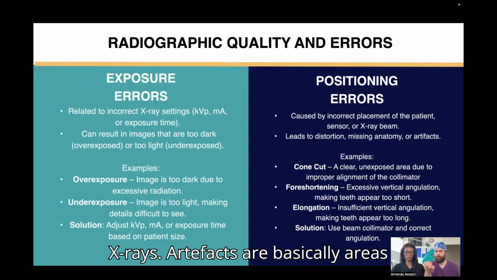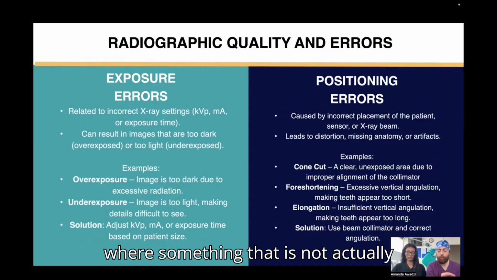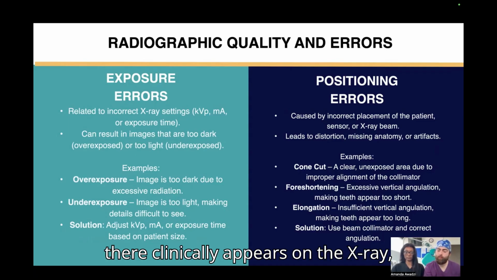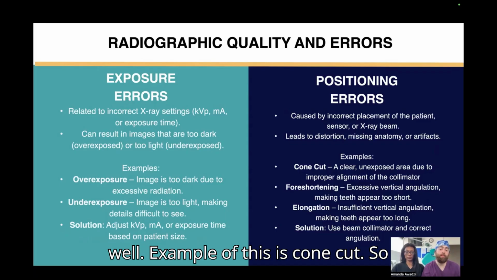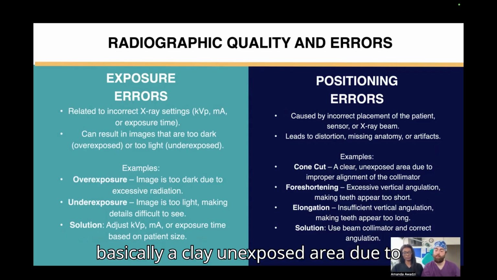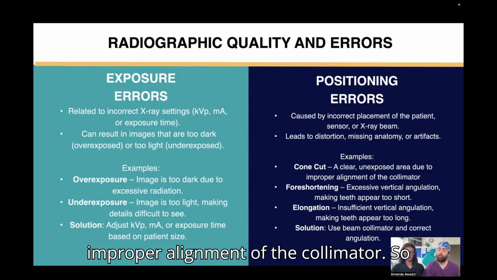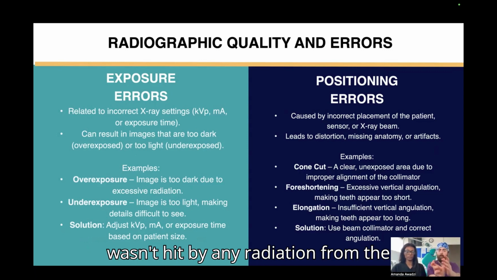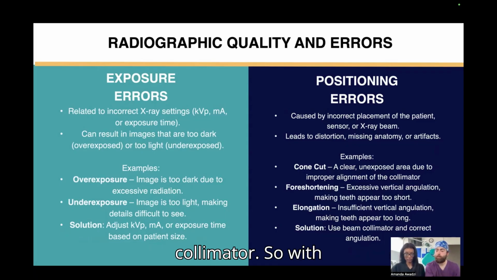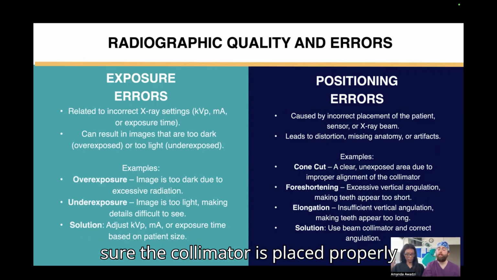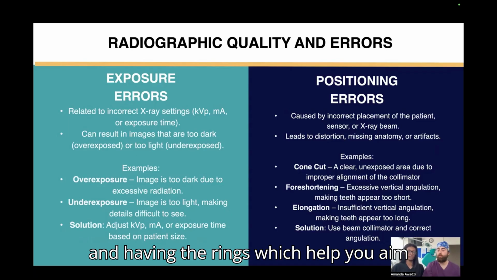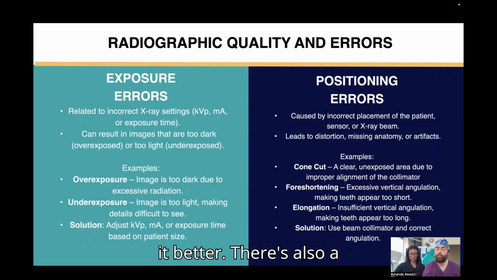Artifacts are basically areas where something that is not actually there clinically appears on the X-ray, which can cause a bit of confusion as well. An example of this is cone cut. So there's basically a clear, unexposed area due to improper alignment of the collimator. So basically, it's an area where the film wasn't hit by any radiation from the collimator. So with that, the main thing to do is to make sure the collimator is placed properly, and to use the rings which help you aim it better.